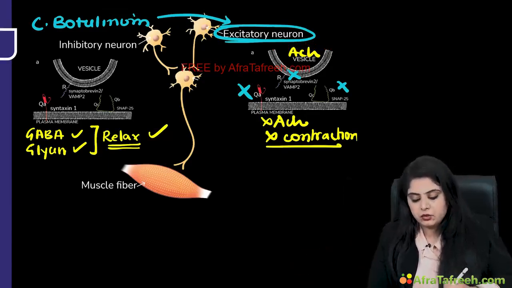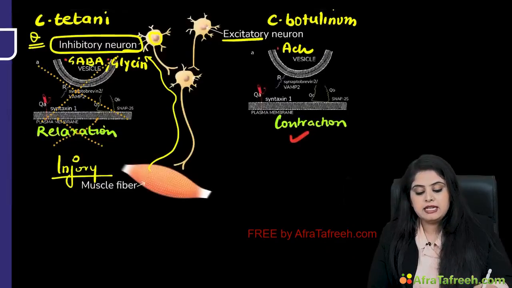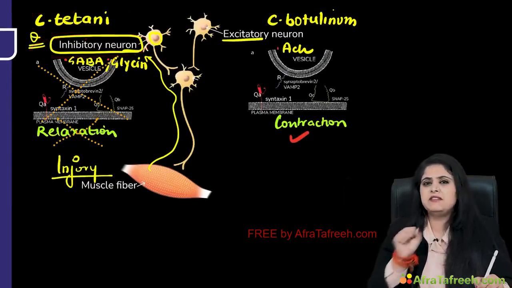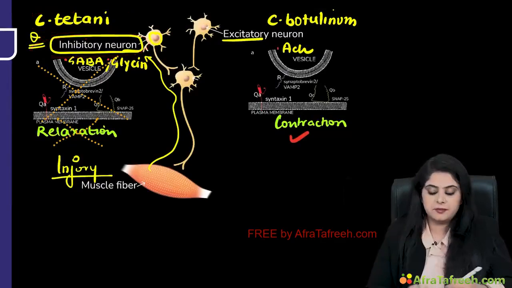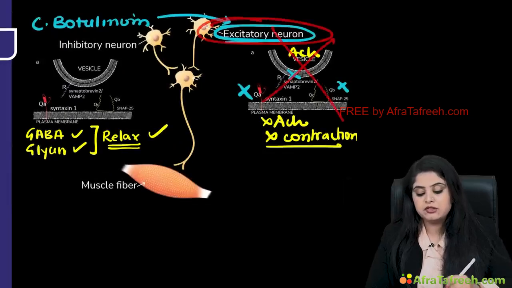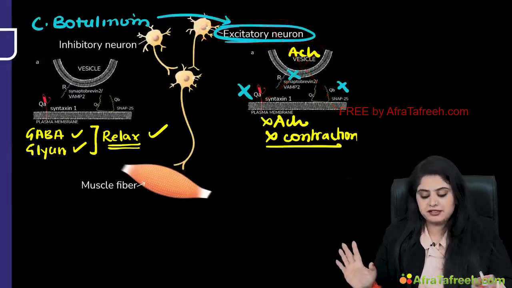If I compare the two, when I was talking about tetanus, it was active on the inhibitory neuron. So everything was becoming very, very tense. In tetanus everything was tense. Whereas Clostridium botulinum is acting on the excitatory neurons and inhibiting them. So everything became completely flaccid.